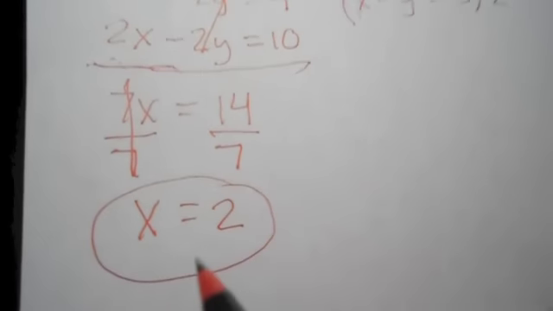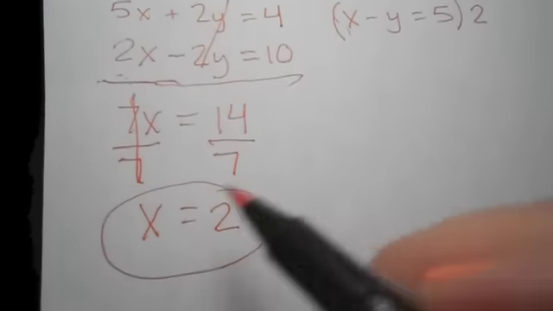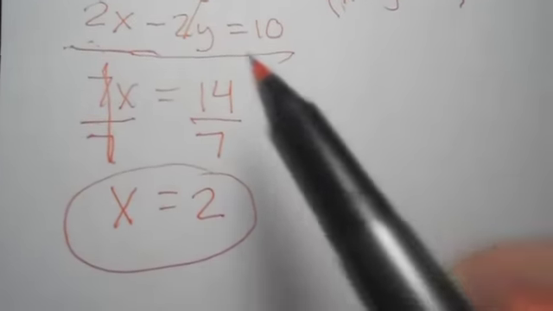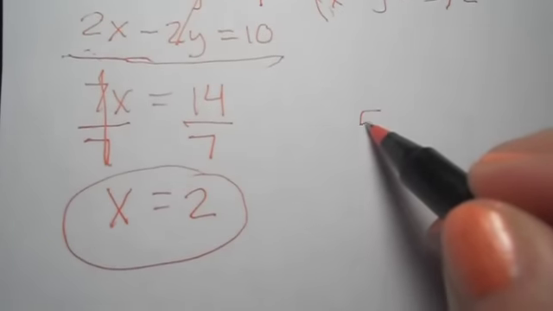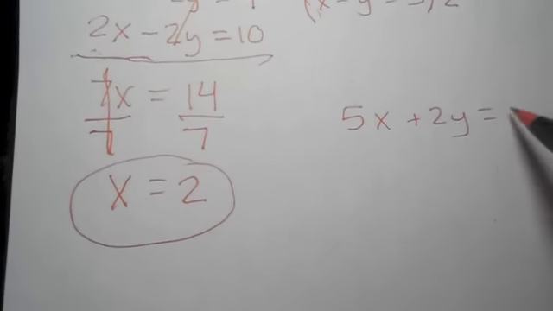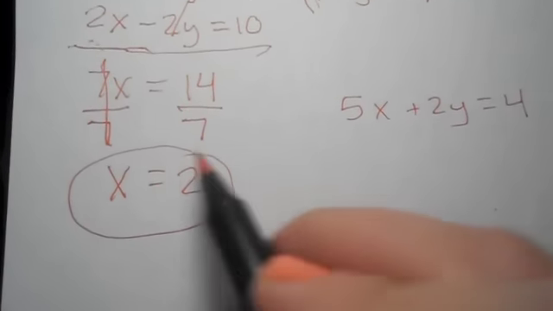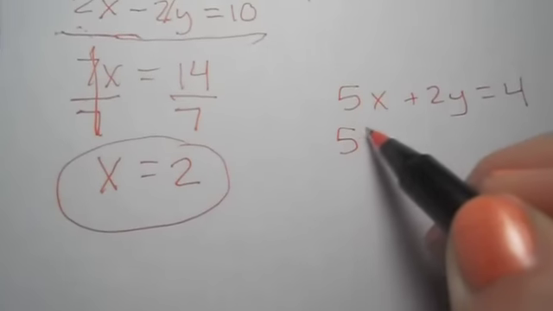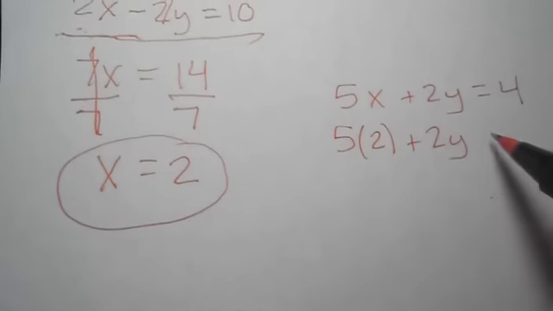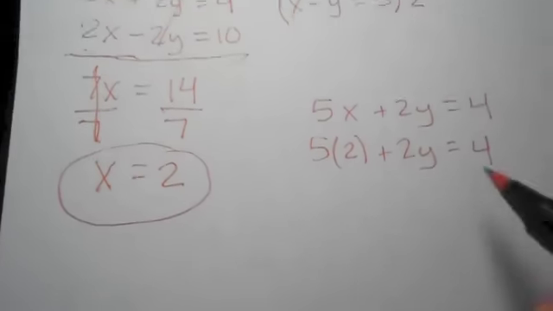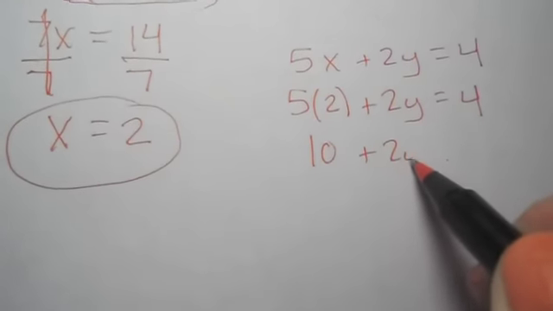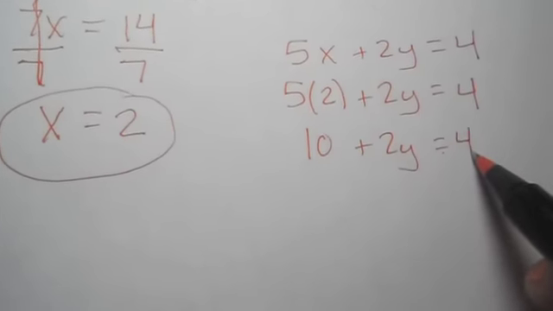So now that we have that x equals 2, we can plug that into either of our first equations. I'm going to choose the first one. So we have 5x plus 2y equals 4. We know that x is 2, so here where the x is, we'll plug it in. Alright, so 5 times 2 is 10, plus 2y equals 4.